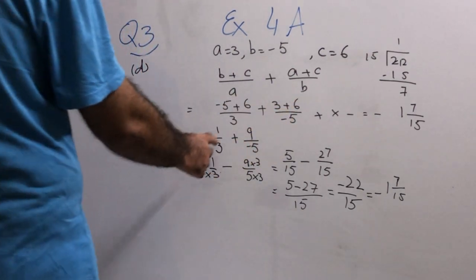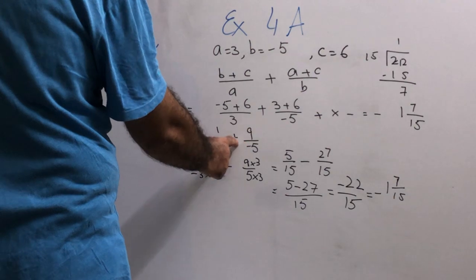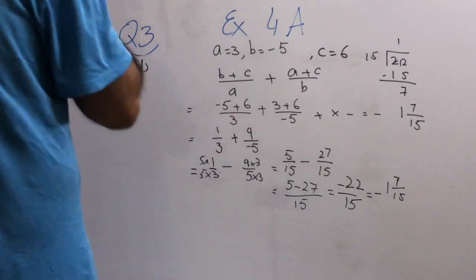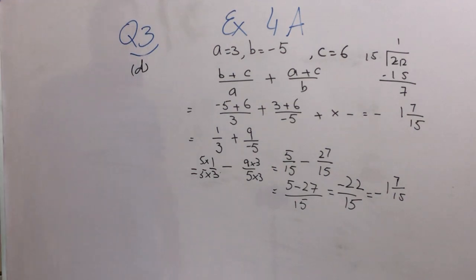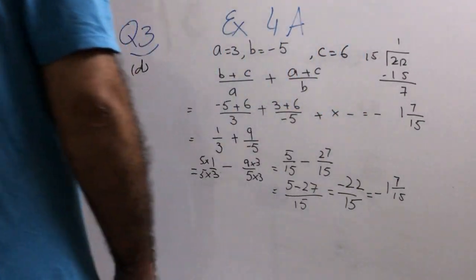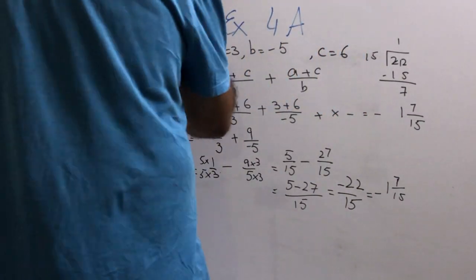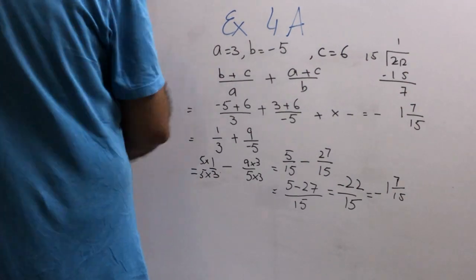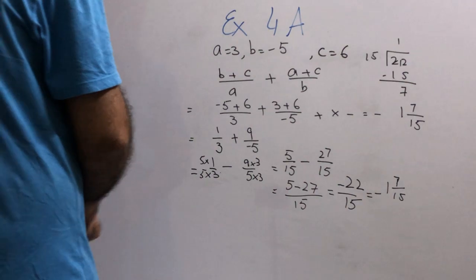Then we told you that this plus will be multiplied with the minus and it becomes 1 over 3 minus 9 over 5. After that we equalized the denominators and we solved the factors. It was a question of subtraction of fractions and we got the answer 1 whole number 7 over 15 with a negative sign. Now we have completed question number 3.